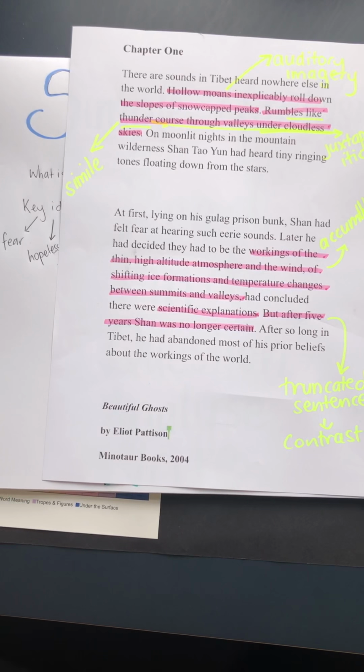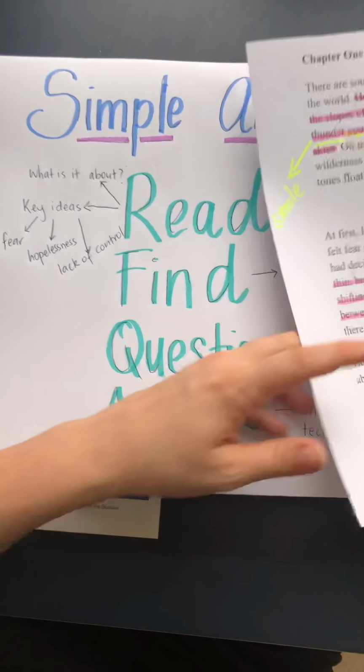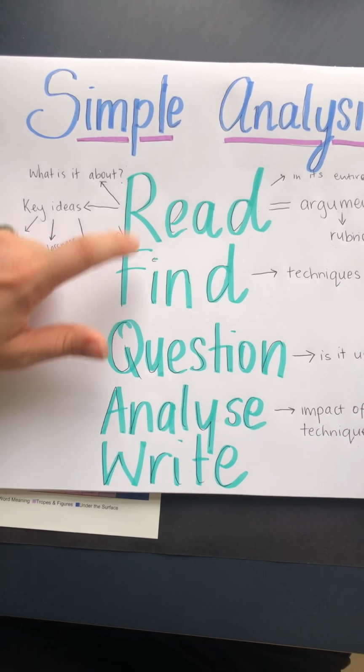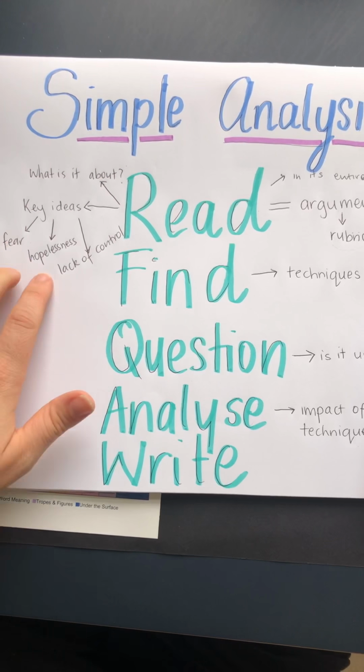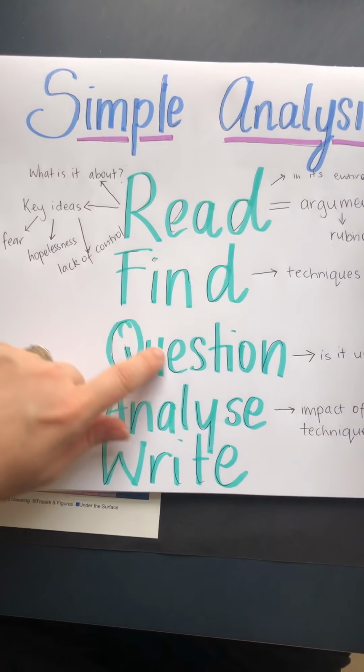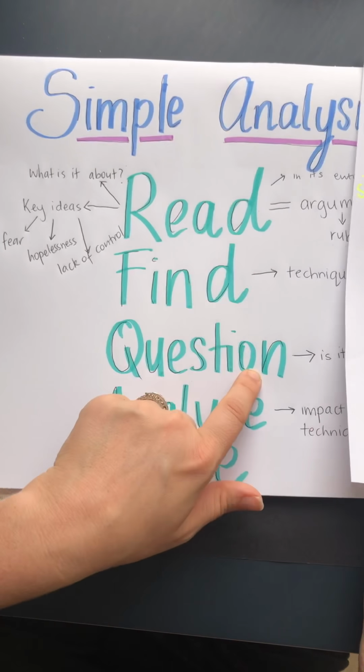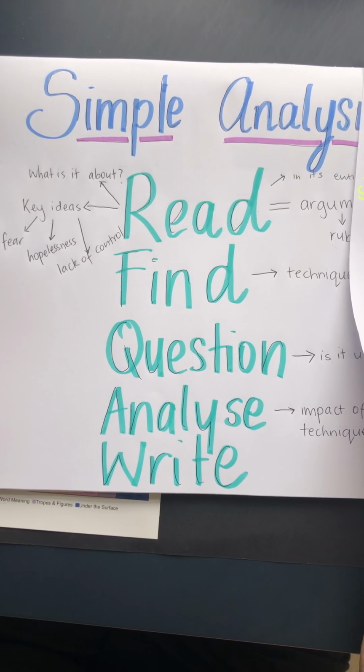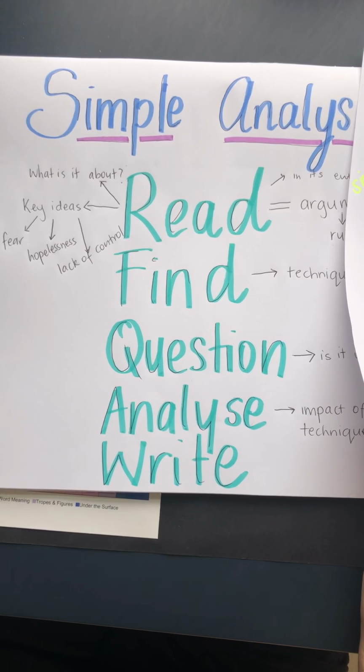Okay, none of those techniques on that page are particularly sophisticated or particularly difficult to find. But now I'm faced with a decision. I've found some ideas. I read through my text, which talked about fear, hopelessness, and lack of control. Now I've found some techniques. But now I need to question whether or not these ones that I found are even useful in the first place. Do they do anything?